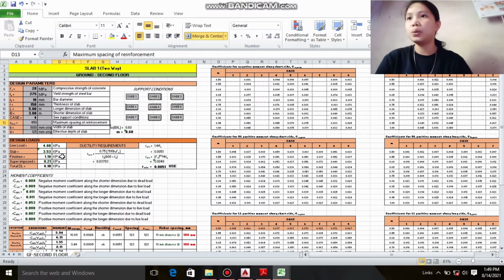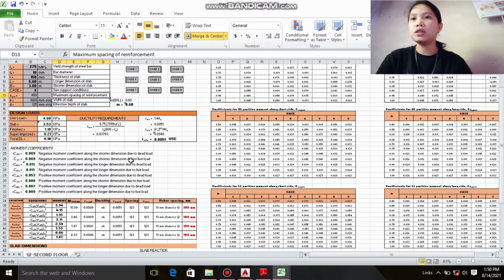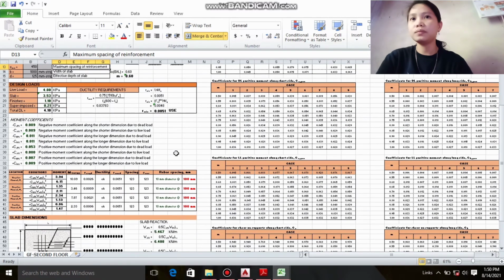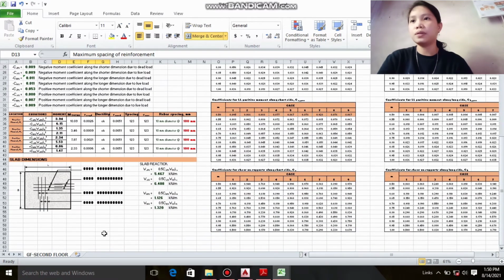So the dimension loads: 4.8 for live loads, slab 3.53 kPa, finishes 1.1 kPa, support imposed 0.21, the total dead loads of 4.1 kPa. So use the 0.0051 minimum. So place for the slab dimensions.